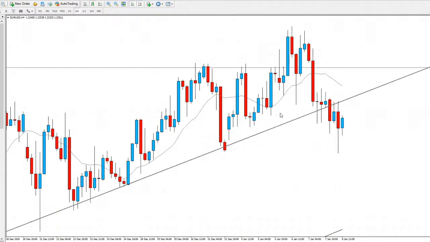But so far on the 4-hour chart, we are looking bearish there. Going to be anticipating some pullbacks, but still, as long as we stay below the trend line, still expecting price to give us moves to the downside.